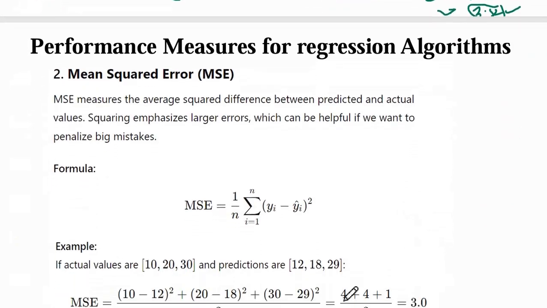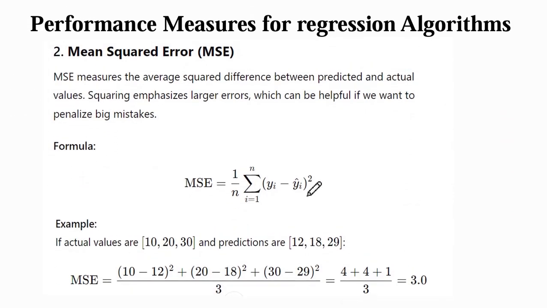Another metric is mean squared error. Mean squared error is another metric to evaluate the model, simple like mean absolute error. The MSE measures the average of the squared difference between the predicted and actual values. Squaring emphasizes the larger errors, which can be helpful if you want to penalize big mistakes. So mainly if you want to penalize the big mistakes, we use this mean squared error.